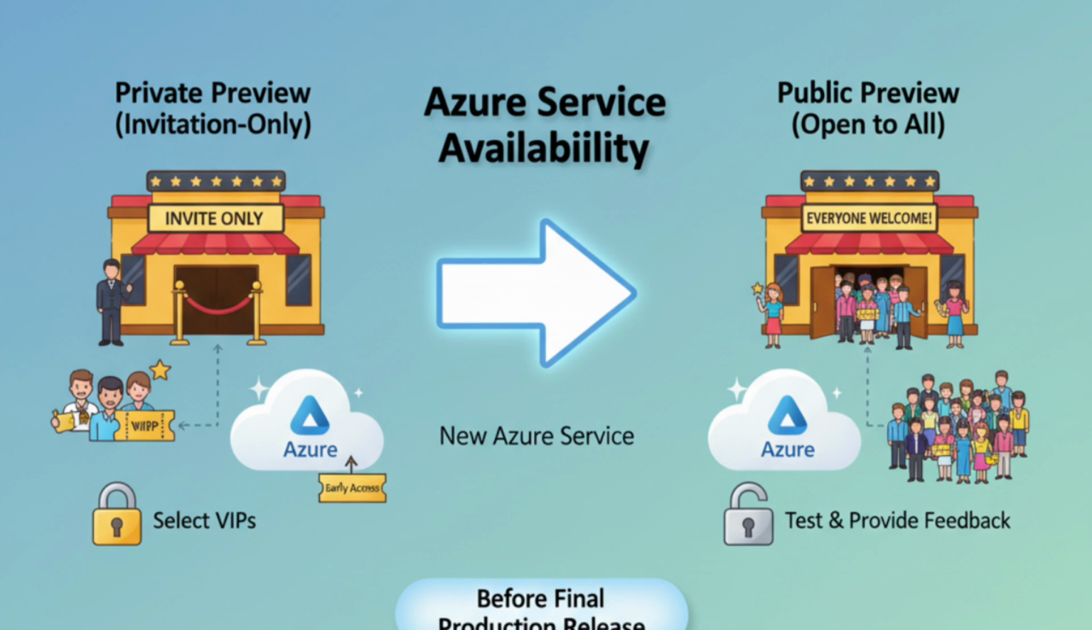Think of it like a movie release. A private screening is invitation only for select VIPs, while a public preview is open to everyone who wants to buy a ticket. Similarly, Azure services have different availability levels. Some are invite only, while others are open to all customers to test before the final production release.